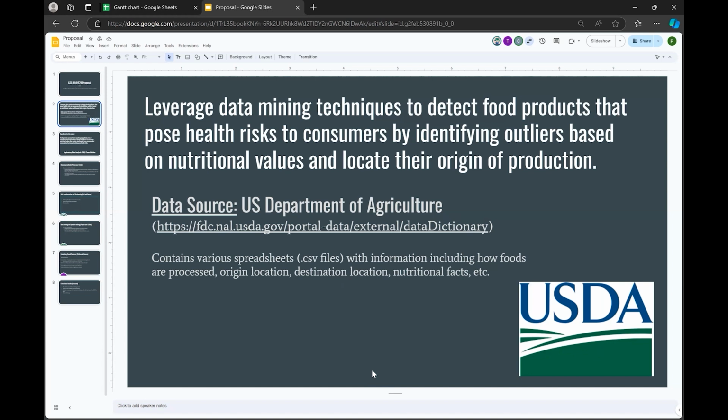The data source that we are going to be using for this is straight from the U.S. Department of Agriculture. We have our link right here if anybody would like to go in and see where we're getting our data from. So essentially, these are going to be having a good amount of spreadsheets that go into great detail about different types of food, where they're coming from, where they're going, the types of things that are being used for it, all that kind of stuff just to be able to help us out with seeing the bad stuff that's being put into these products.